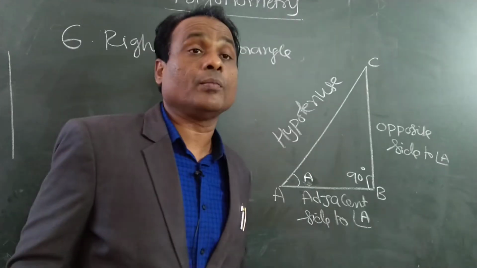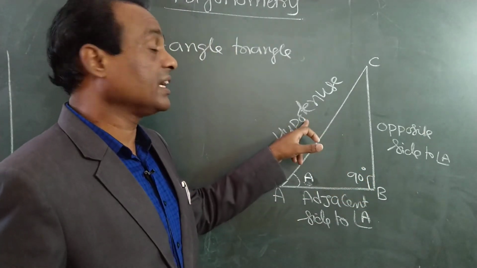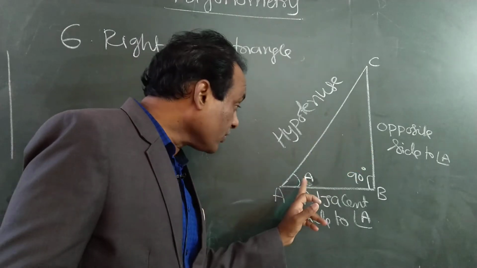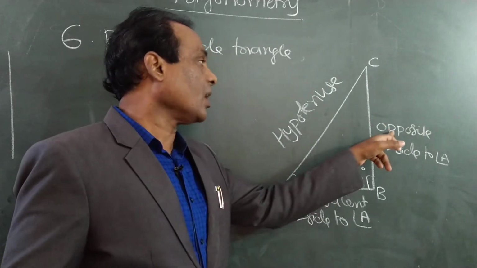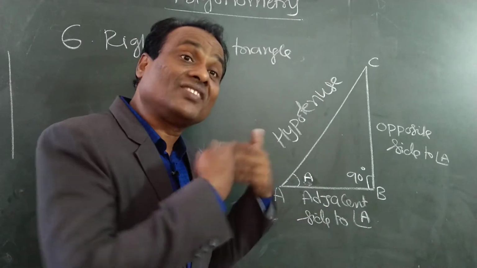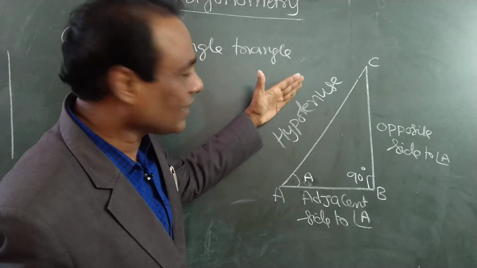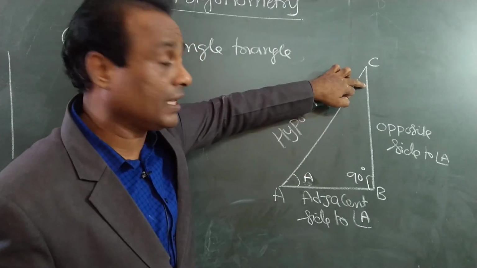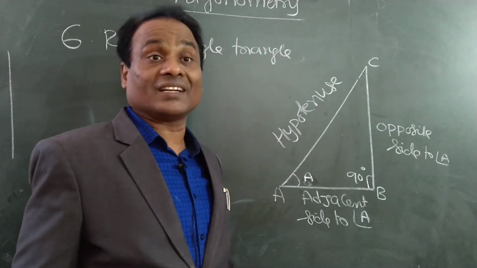This is very, very important. In a right angle triangle, the side opposite to 90 degrees is called the hypotenuse. The side opposite to one particular angle, if I take this angle, is called opposite, and this is called adjacent. But if I change the angle, the hypotenuse will remain the same. If I am discussing angle B, for B this will be opposite, and this will be adjacent. Like that it will change.